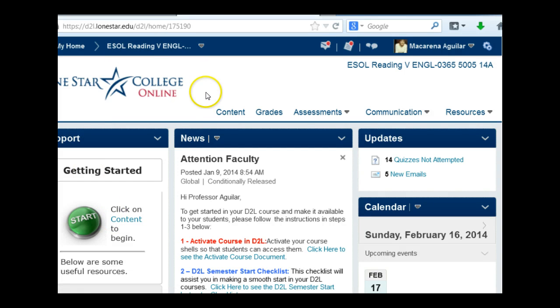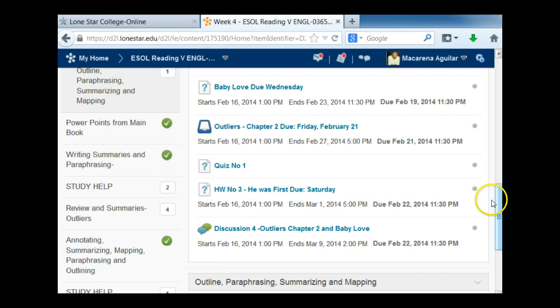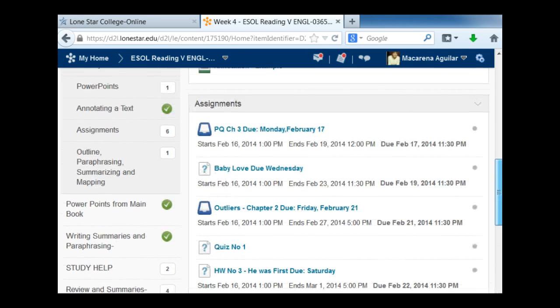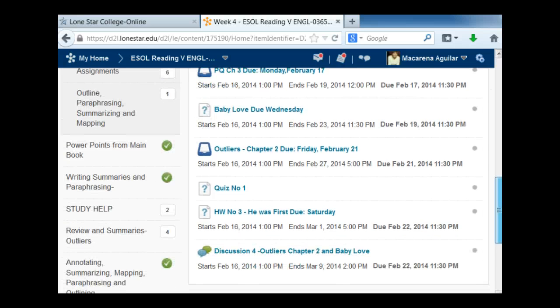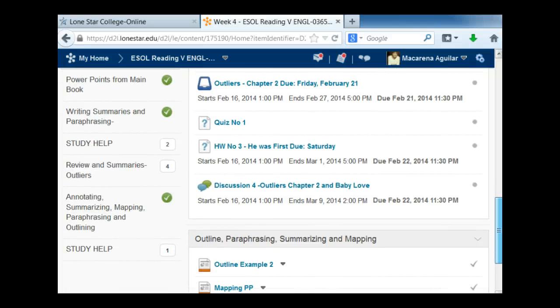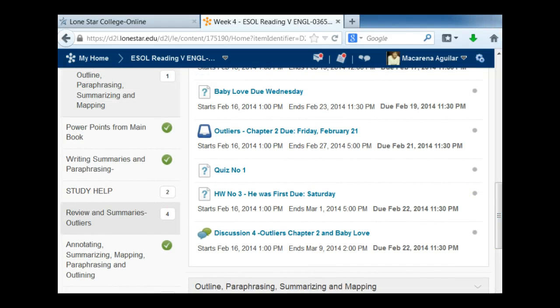So on the main page, we're going to click on content again. Okay, so this is week 4 then. We have all the assignments for week 4 on the right side. And if you look on the left side, you're going to see a study help, and this is where you have answers for last week's chapters. So if you click on study help, you can check the answers if you did other mastery tests.